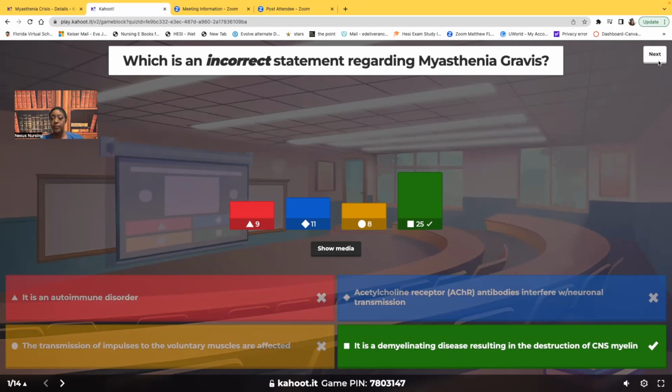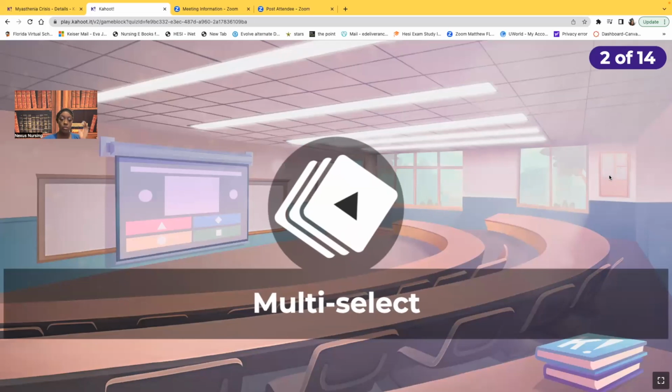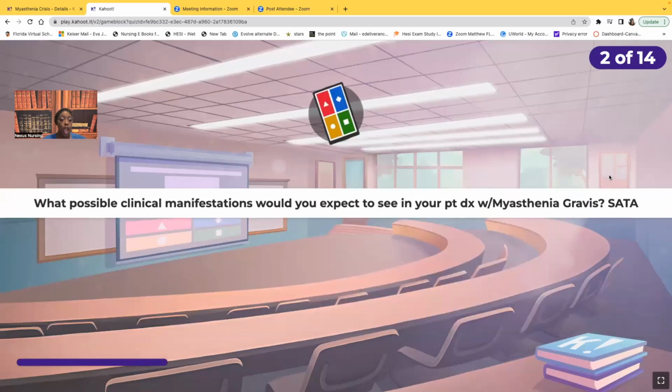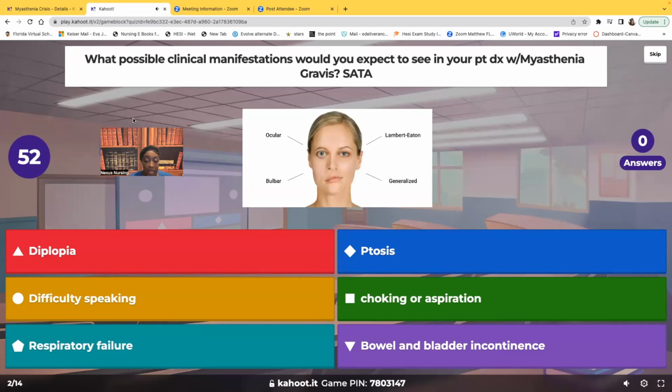Next question. This is a select all that applies. What possible clinical manifestations would you expect to see in a patient that has myasthenia gravis? Here are your choices: diplopia, ptosis, difficulty speaking, choking or aspiration, respiratory failure, bowel and bladder incontinence. Now, remember, we're talking about myasthenia gravis, and this is a select all that applies.